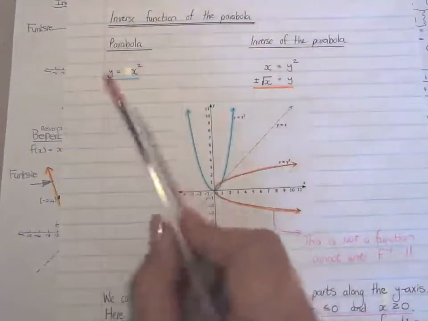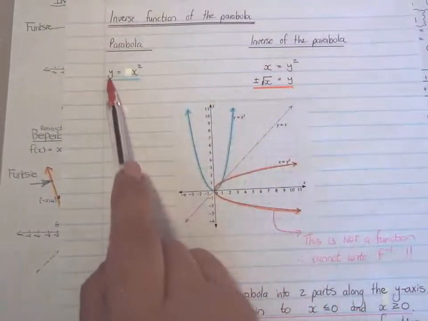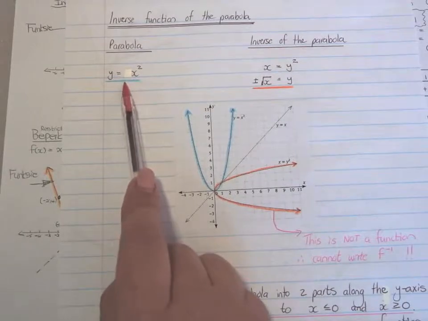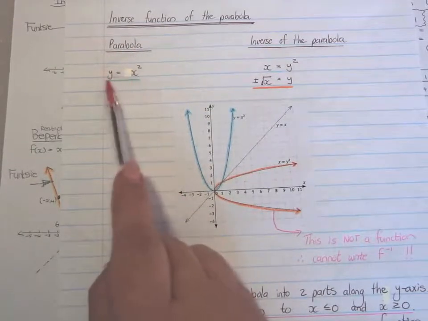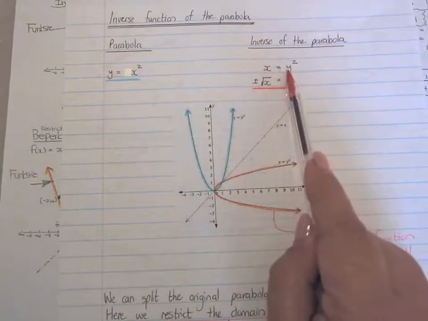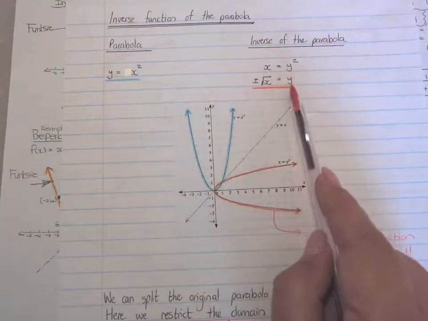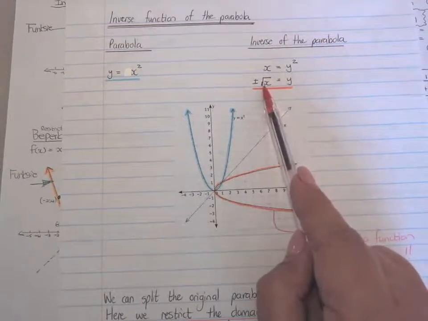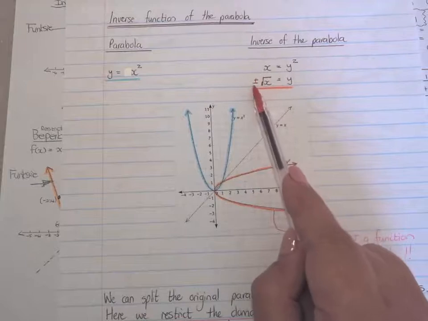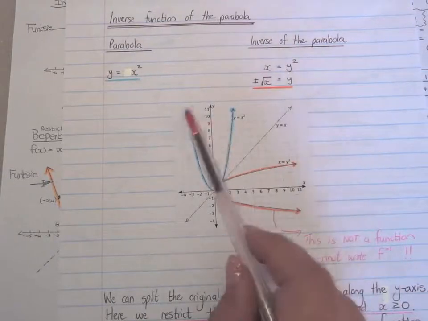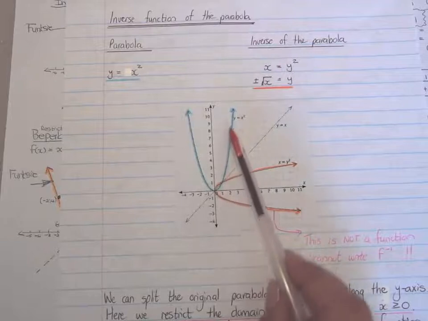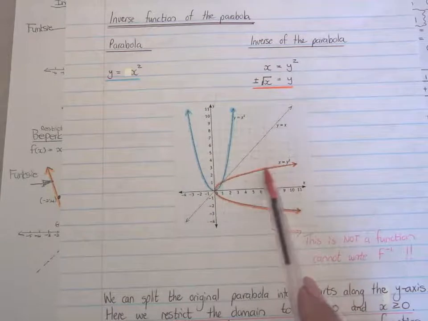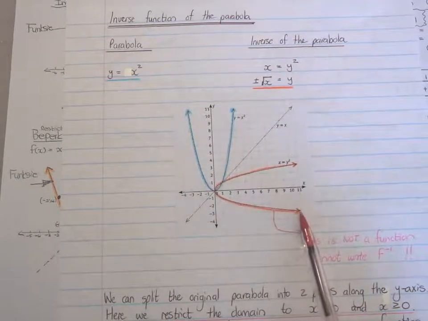Now, the parabola. If we give you a function y equals x squared, and I want the inverse of the parabola, we know that we have to swap the x and the y's, and then solve for y. So we take the square root on both sides. And remember, the square root always has a plus or a minus value. Now, if you draw the normal parabola, the blue one, it will look like that. And if you draw the inverse function, it will look like this.